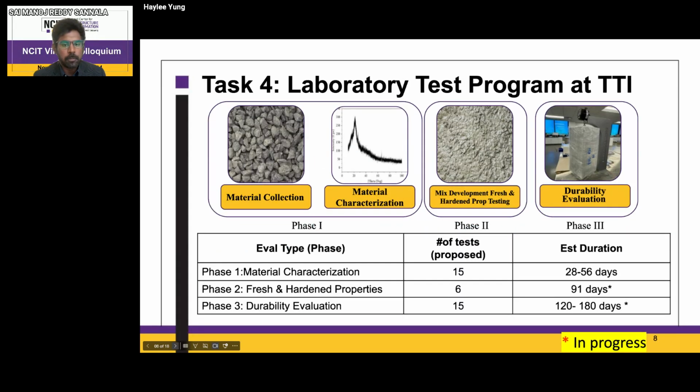Task 4, which I have been involved in, the laboratory test program, consists of 3 phases. In phase 1, the material is collected and characterized. Phase 2 is designing the mix design stage and testing the fresh and hardened properties of the concrete. The third and most important phase is durability evaluation at the TTI laboratory.